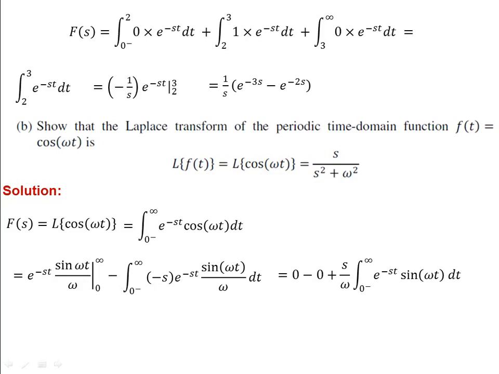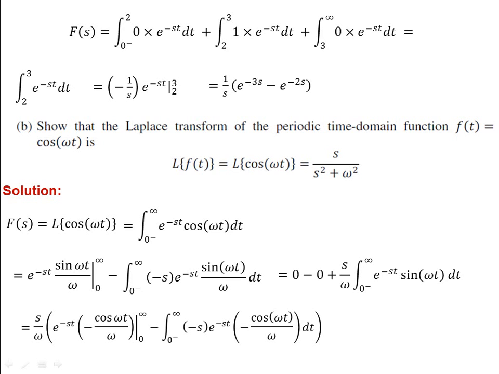So the remaining part will be the second integration. Since s and omega are constant, I can take out s and omega. The minus will be cancelled out with this minus. So I have s over omega times the integration from 0 to infinity of e^(-st) sine omega t dt. Again, I need to further solve this integration by parts. If I use the same approach, I will have this integration equal to s over omega times [e^(-st) (-cosine omega t over omega) from 0 to infinity minus the integration from 0 to infinity of -s e^(-st) multiplied by -cosine omega t over omega dt].